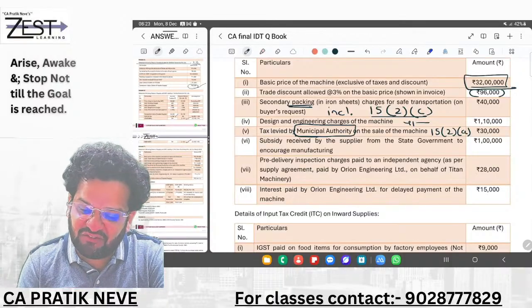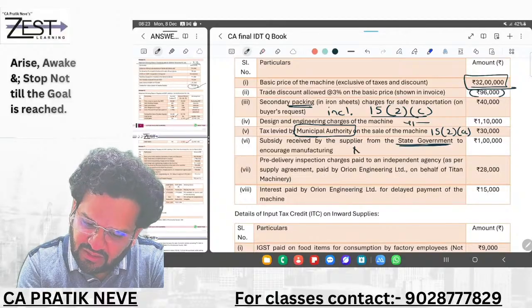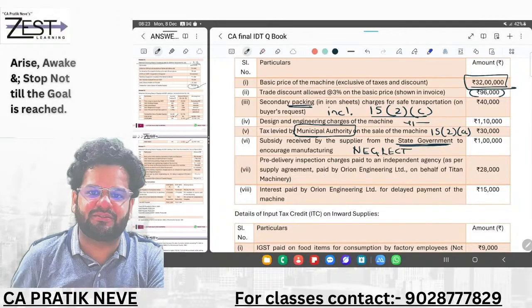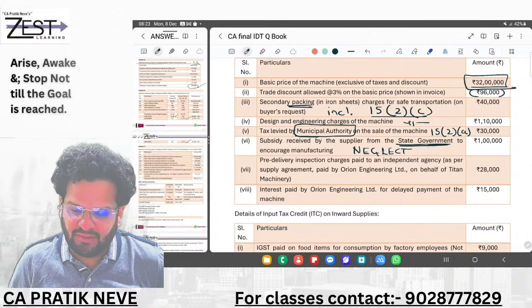Then subsidy received by the supplier from the state government to encourage manufacturing. Neglect it, because it's a state government subsidy. And further, it is not even linked to the price of the goods.